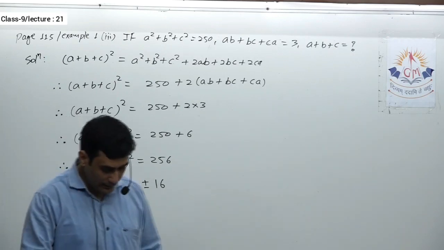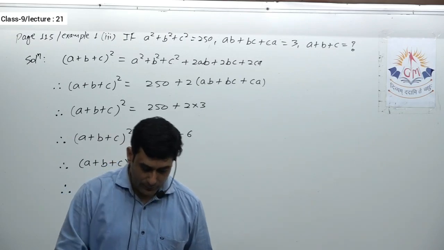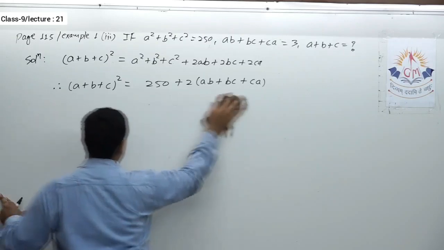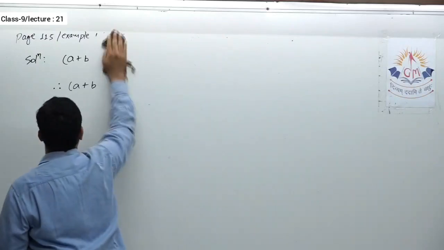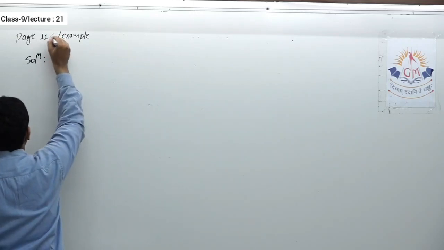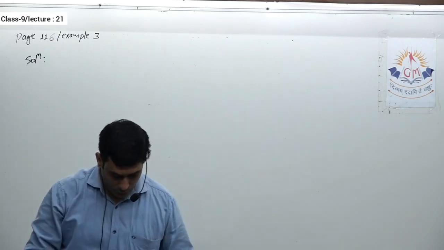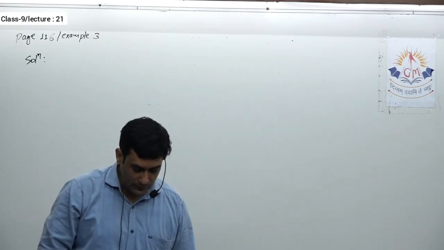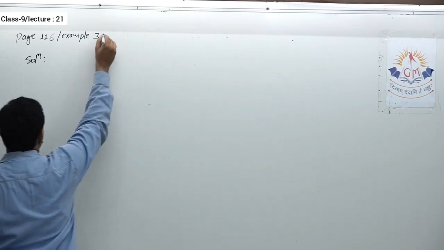Okay, now next we will see question number 3, example 3, page number 116. Page number 116, example number 3. It's a very basic question. In this there are 4 parts. We'll see one or two of them. So I'll start from the third one. First two you have to do on your own. The third, it's the second part.